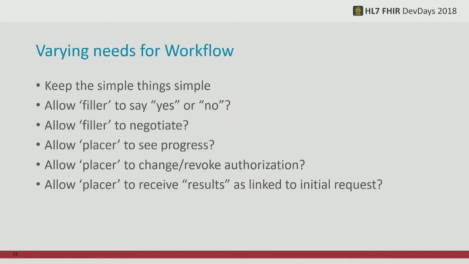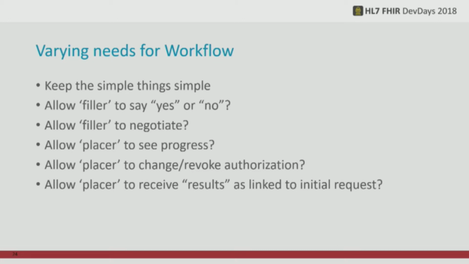There's a number of different requirements that we can have. So is the filler allowed to say yes or no, or is it implicitly assumed that they're always going to do what they're told? Because some fillers are well behaved and always do what they're told, but in lots of environments they're not. Sometimes a filler might say, no, I can't do that, but I could do this instead. Is that all right? And so how do we make that happen?